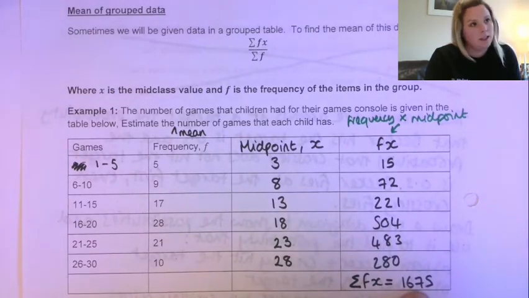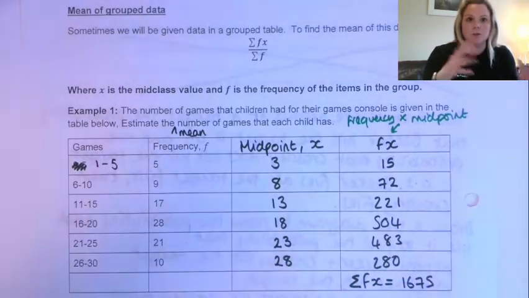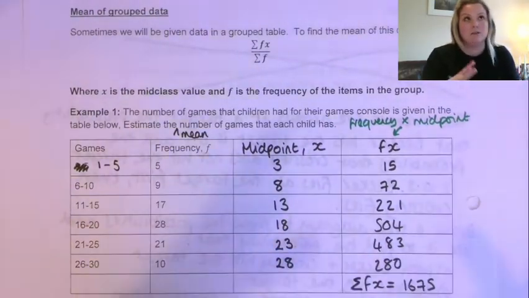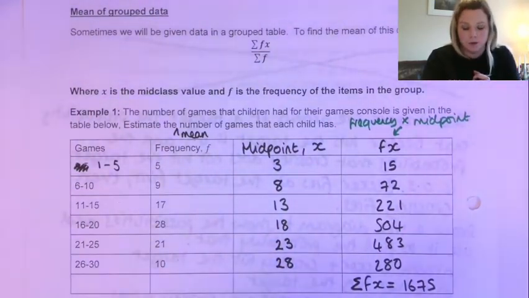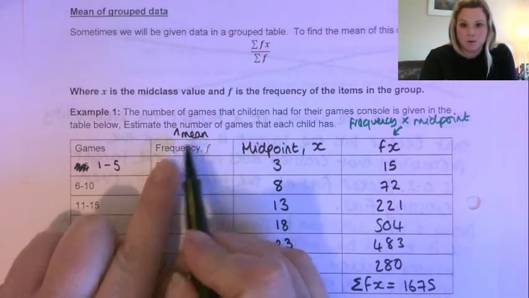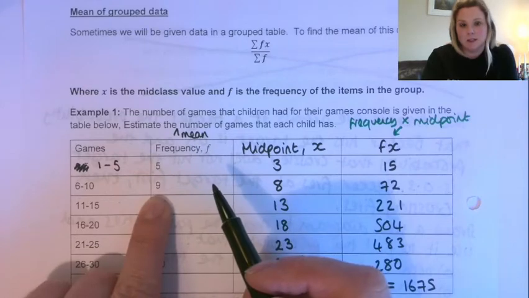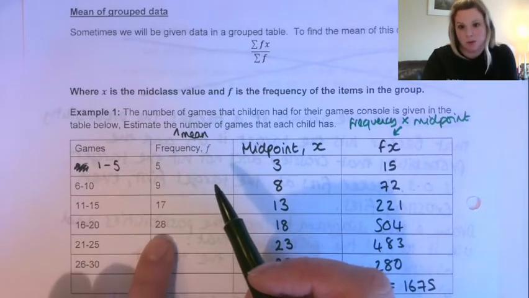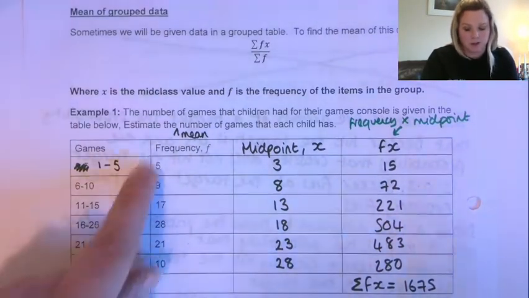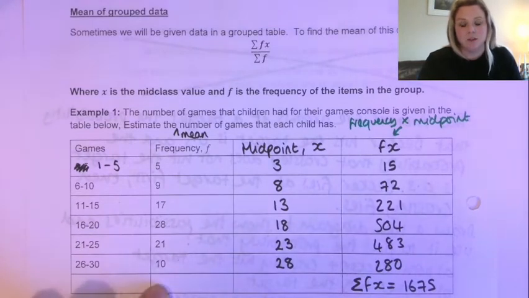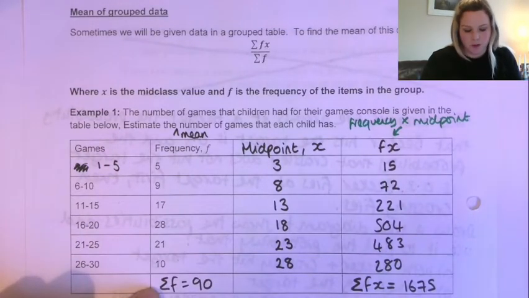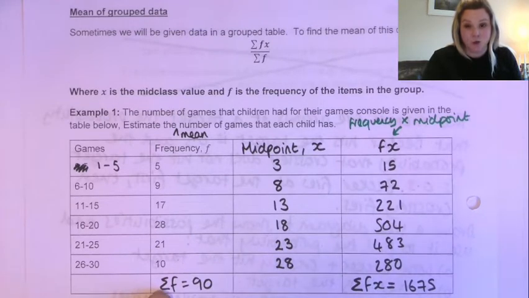Now, if we're trying to calculate the mean, we need to add up all the games, we've done that, and divide by the number of people that we're talking about. And that's going to be from the total of this frequency column, because this 5 means 5 people, this 9 means 9 people, 17 people, 28 people, etc. So I'm just going to add up this column here now. So this is talking about 90 people. So the sigma f, the total frequency, is 90.